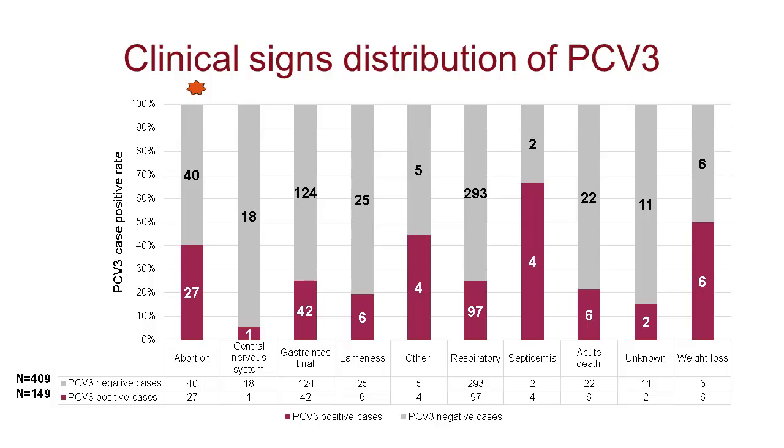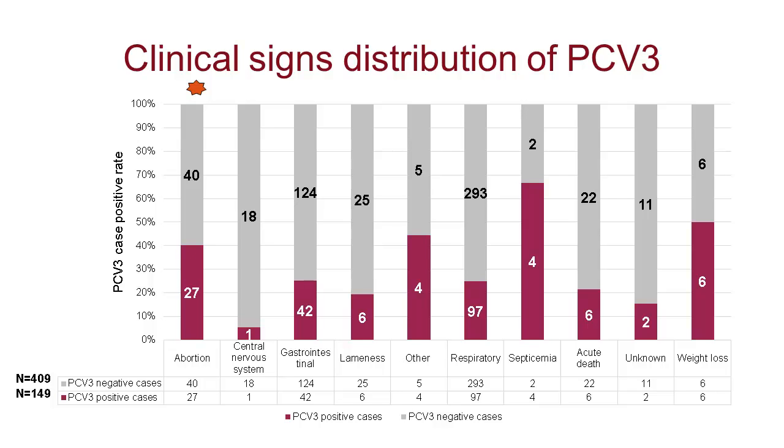When we look at the clinical signs, there are 10 categories of clinical signs, which I extrapolated from the diagnostic reports, from abortions to weight loss. These are case numbers, not sample numbers. For each case, the veterinarian may have a description, for example, abortion. Then we calculated this information and classified it by PCV3 positive cases versus PCV3 negative cases. And we found a higher rate in abortion, which was about 40%.